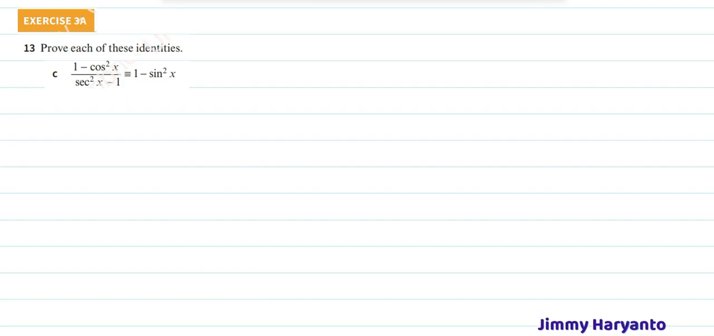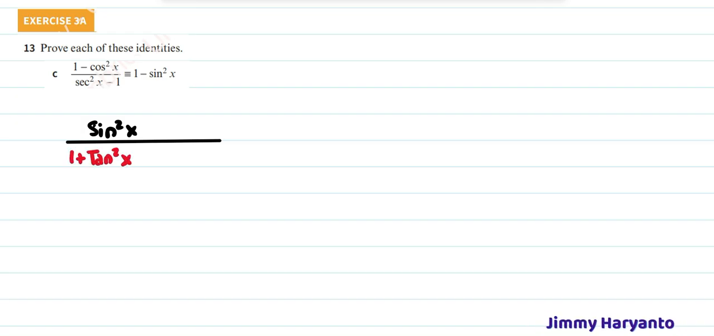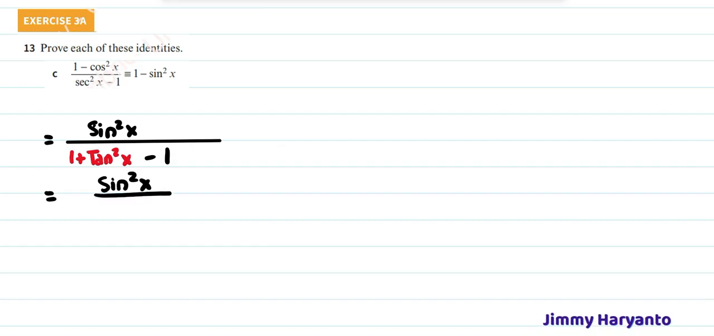And then the next one is C. For question C, I want to change the 1 minus cos square x into sine square x based on the formula. So this one is sine square x, and then I will change the second square on the denominator into 1 plus tangent square x, since we have this formula also. And then I will simplify the bottom part. I will have sine square x over the tan square x.